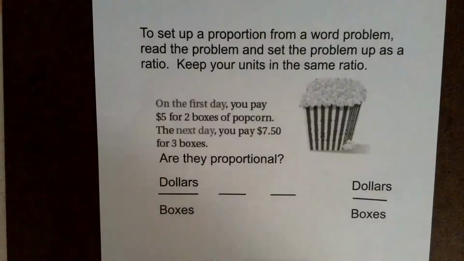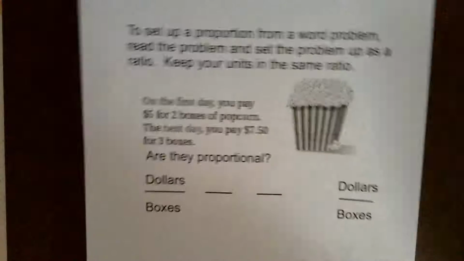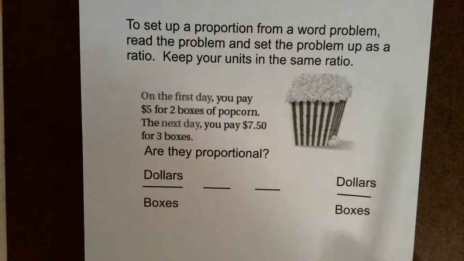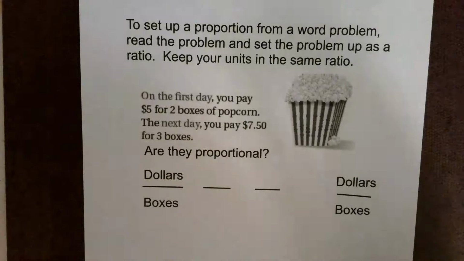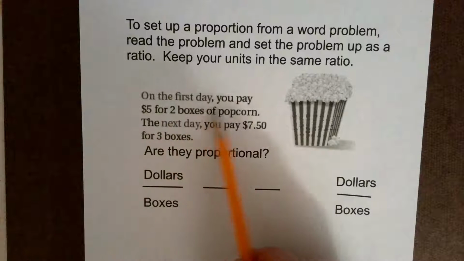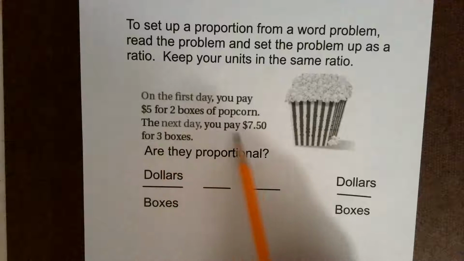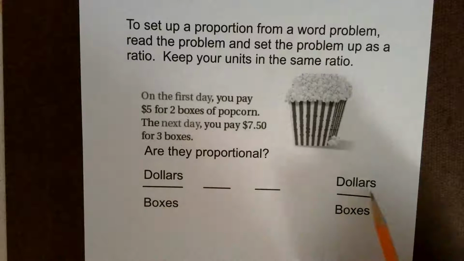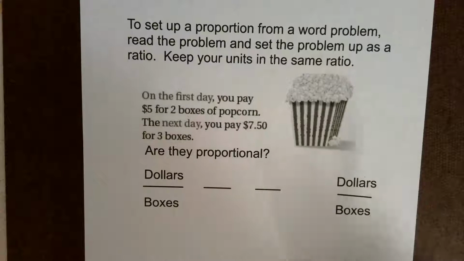So you know that in the 7th grade, word problems are big. So to set up a proportion from a word problem, you read the problem and then you set up the problem as a ratio. Keep your units in the same ratio. So we've got on the first day you pay $5 for 2 boxes of popcorn. The next day you pay $7.50 for 3 boxes. Are they proportional? So I've got dollars in boxes and dollars in boxes, and we're going to put in numbers.